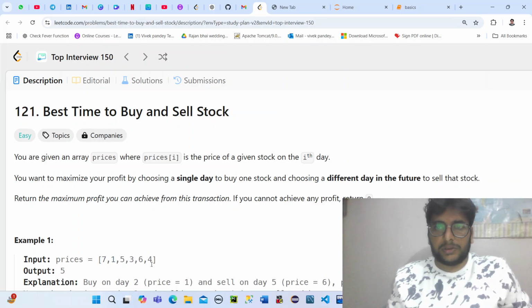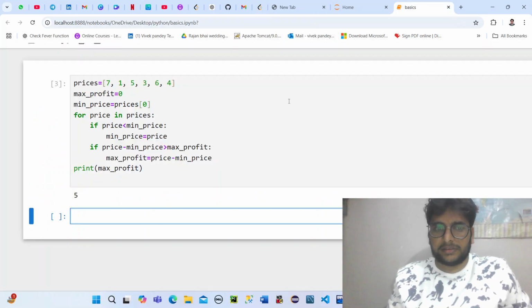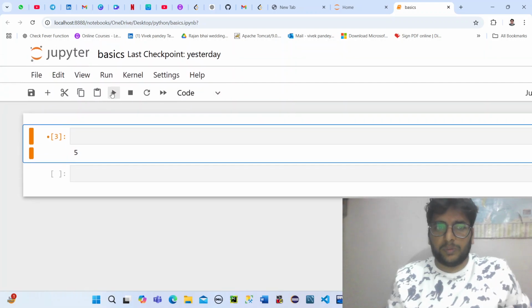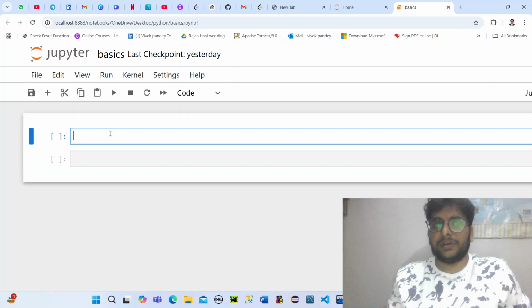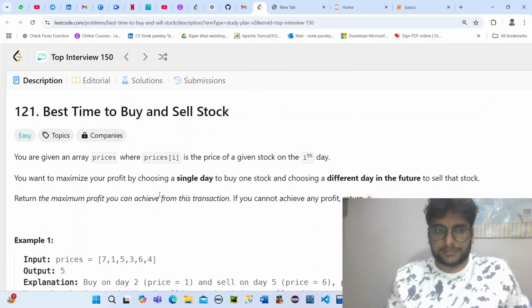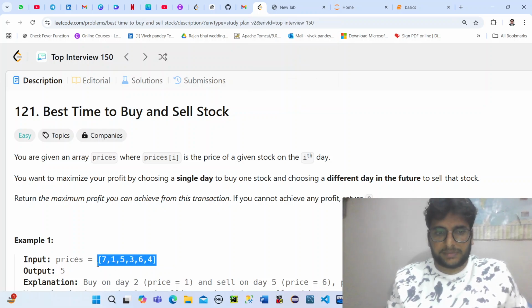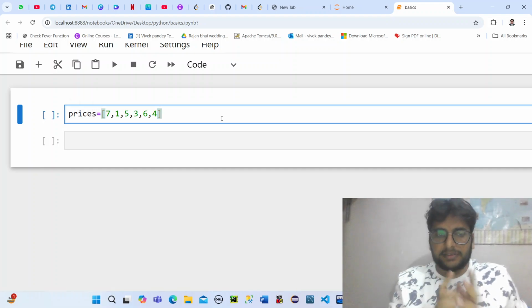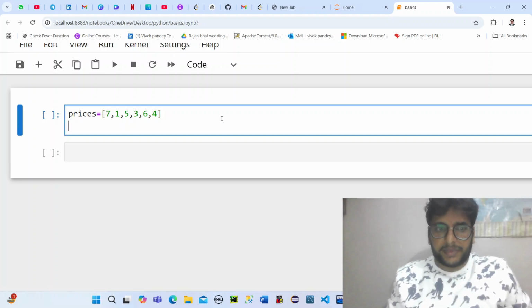Now, the first thing I will do is explain the basics here. First I will explain what exactly is happening, and then we'll go on to understand the code also. So let's see. Here what we have is the prices, so let me copy this. These are the prices, and the prices are this.